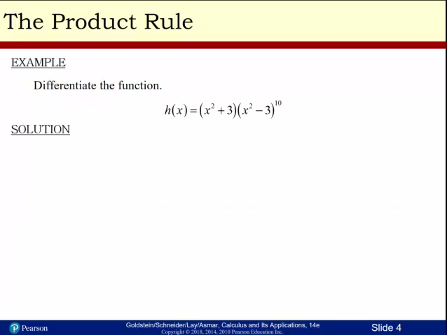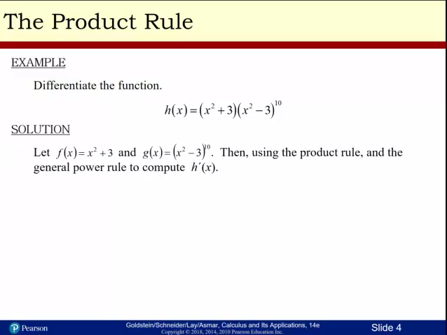So let's look at this function. Notice that I have two functions being multiplied together. My first function, I'll call f, will be x squared plus 3. My second function, I'll call g, would be the quantity x squared minus 3 all raised to the 10th. Now this means I can use the product rule and the general power rule to compute the derivative of the entire function.